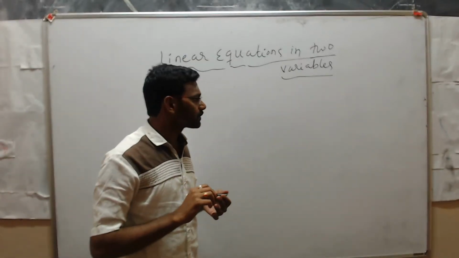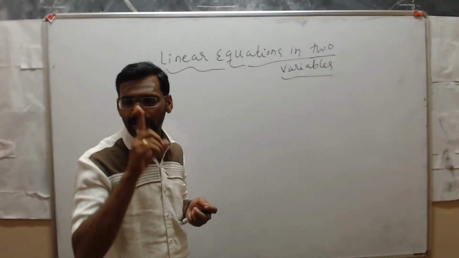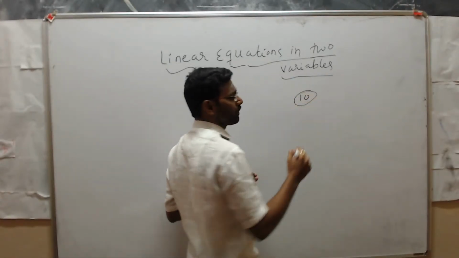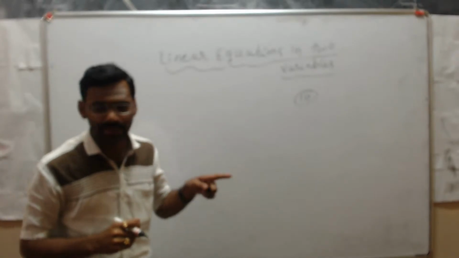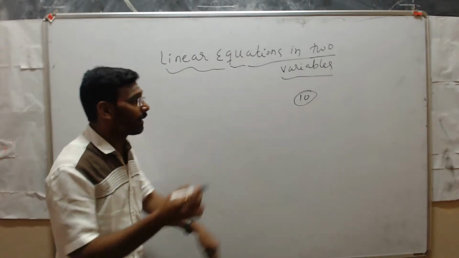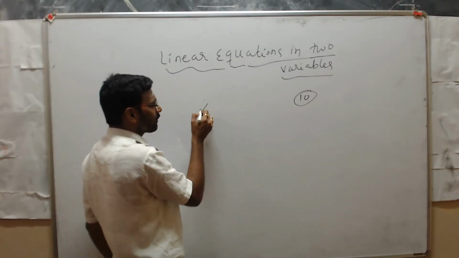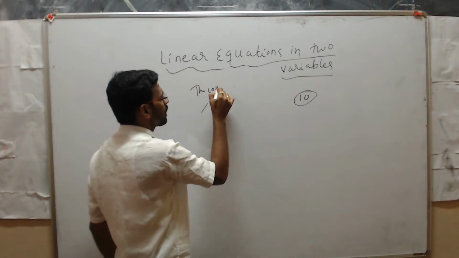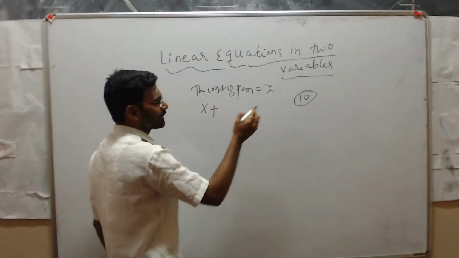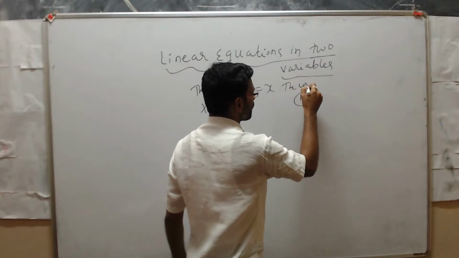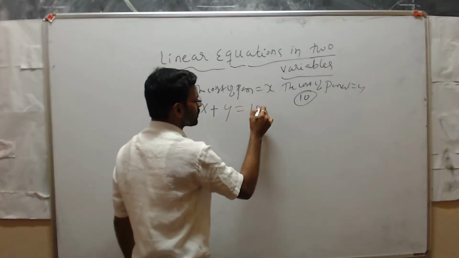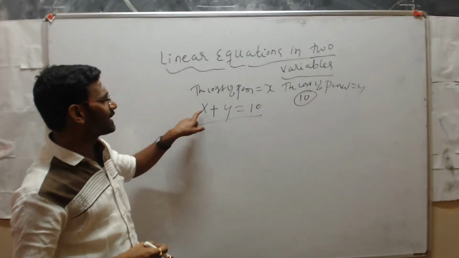Okay. One student purchased one pen and one pencil, and the total amount is 10 rupees. For one pen and one pencil, the total amount is how much? 10 rupees. How many characters are here? Two. One pen and another one is pencil. The total amount is 10. The cost of pen is x, plus the cost of pencil is y rupees.